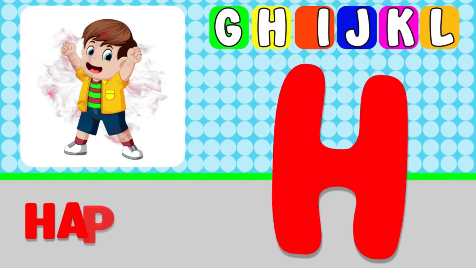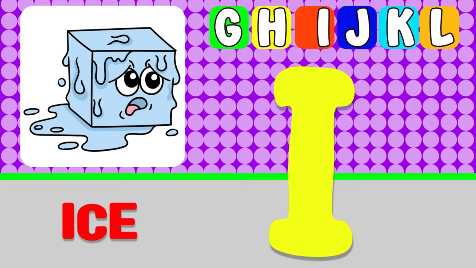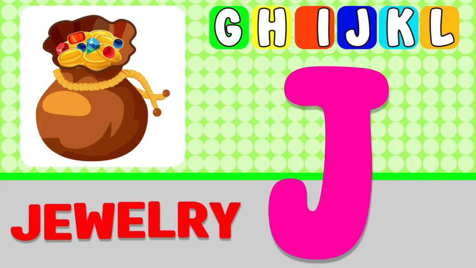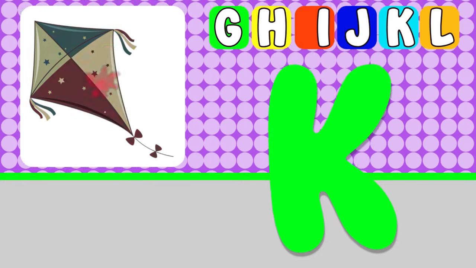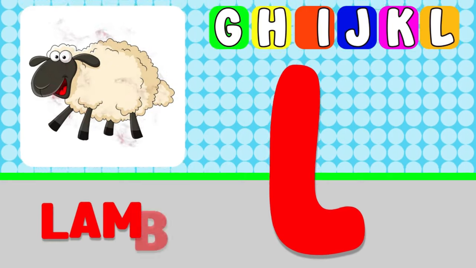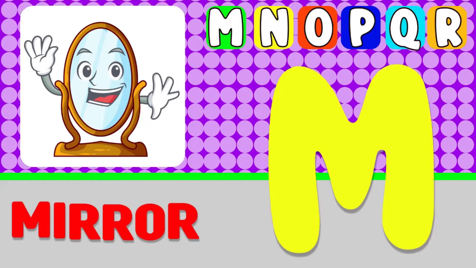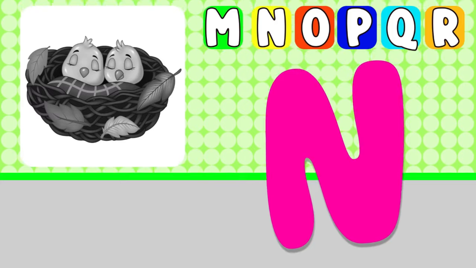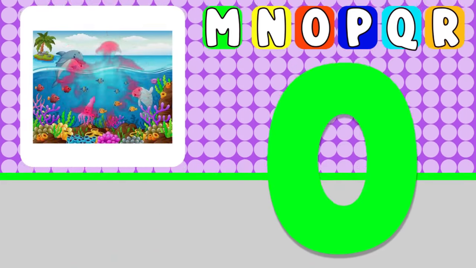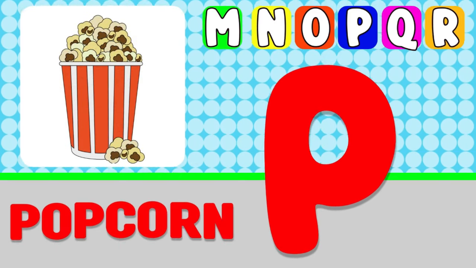H. H for happy. I. I for ice. J. J for jewelry. K for kite. L for lamb. M. M for mirror. N. N for nest. O. O for ocean. P for popcorn.